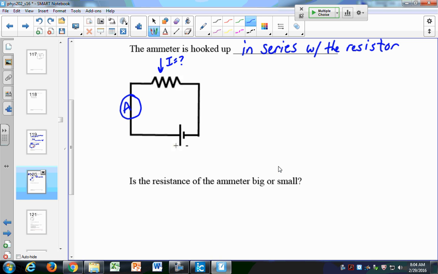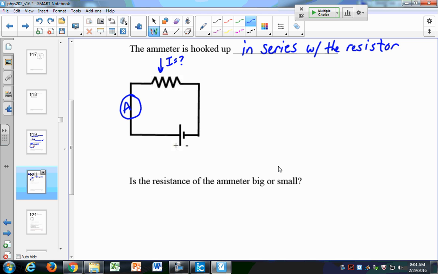Would the resistance have to be really, really big or really, really small for the ammeter? If you're going to hook it up in series, does it need to have a really big resistance or a really small resistance to not affect the circuit at all? It needs to have a really, really small resistance, right? Because if it had a big resistance, the charges coming on here would see that and say, oh, there's a really big resistance there, and then you'd get a very small current.